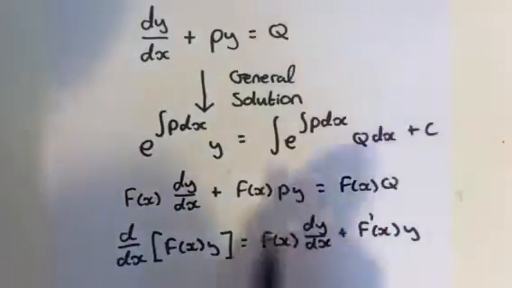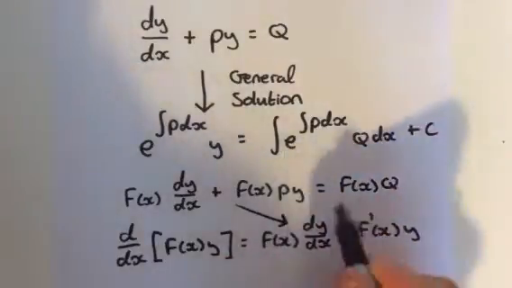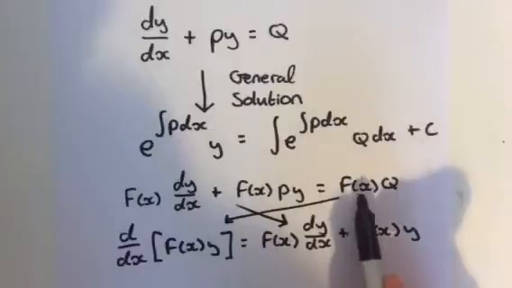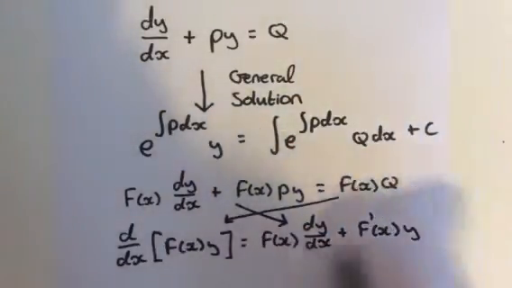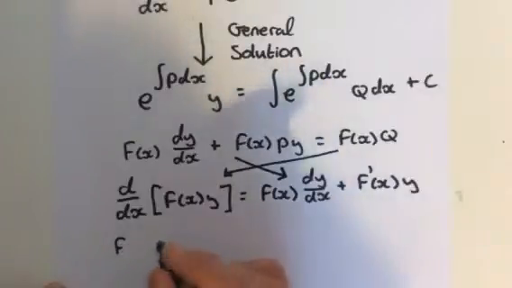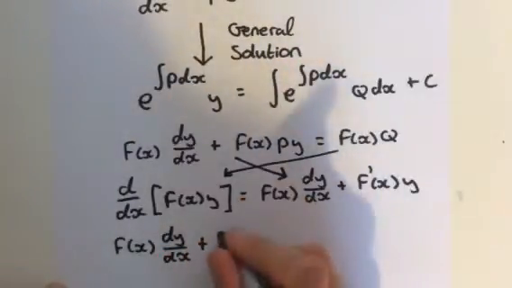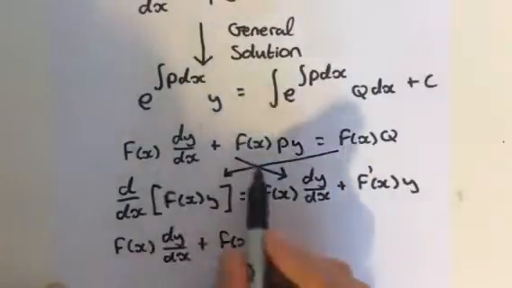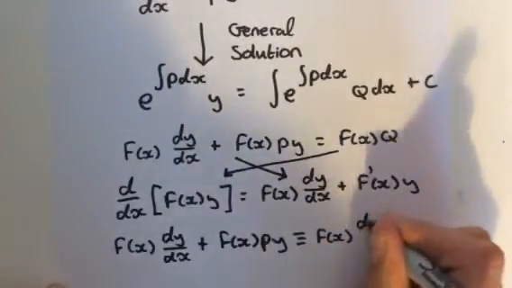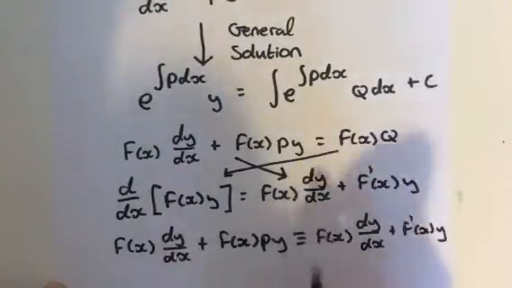Right, so if we compare the sides of these two equations, what we're going to do first is compare the left-hand sides, and once you've done that, we can then compare the other sides as well. So the left-hand side to the right-hand side, and then this right-hand side to the left-hand side. Let's compare this with this first. So f(x) dy/dx plus f(x) py will be equivalent to this side here, f(x) dy/dx plus f'(x) y. Just comparing these two equations.